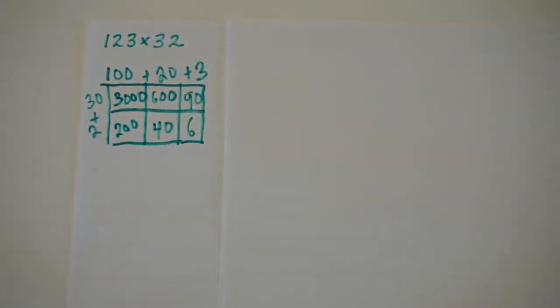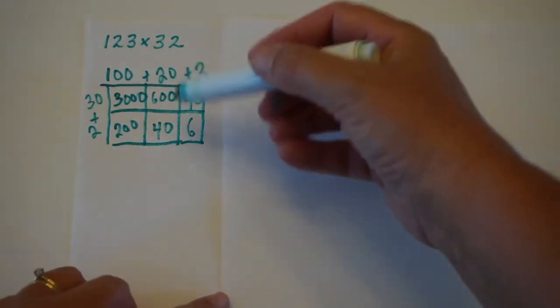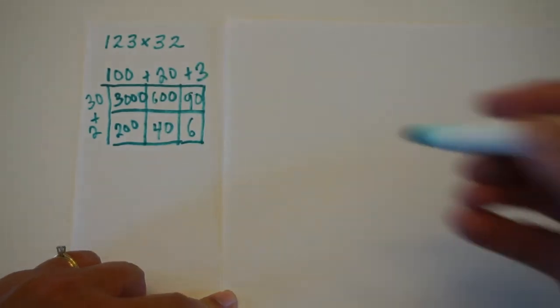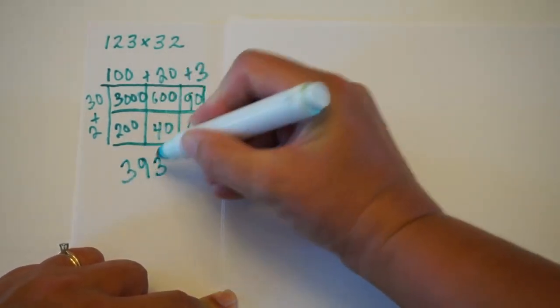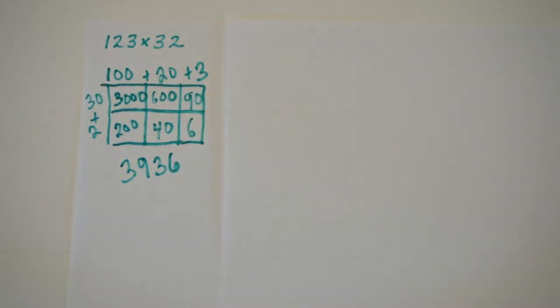In order to get the answer here, you would need to add up all of the pieces. You would have to add up, in some sense, all of the sub-products that you got. And the result here, if you add up all of the numbers in that rectangle, is 3,936.